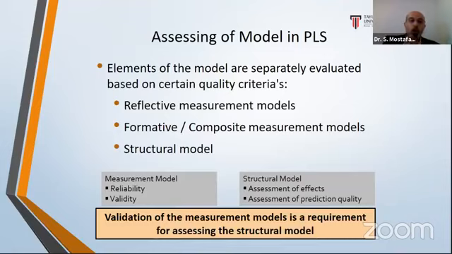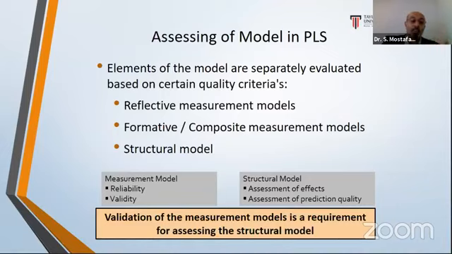Okay, but how do we need to assess and report the result of PLS? When we decide to apply PLS, we need to assess our framework and our model in two different steps. In the first step, we need to assess the measurement model. And then after assessment of the measurement model and fulfilling the criteria, we can go on to assess the structural model.